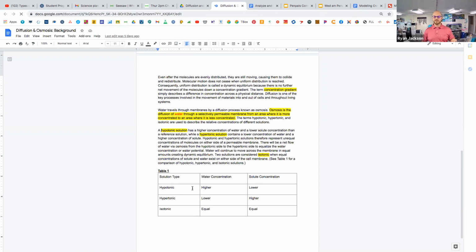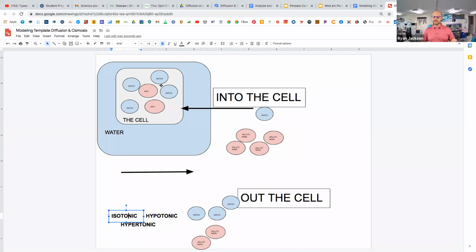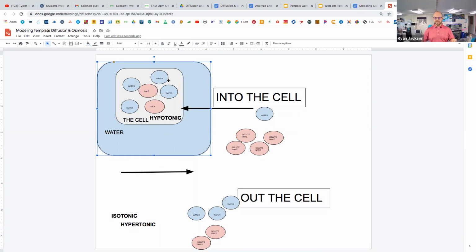So here's a little table. Water concentration high, solute concentration low for hypo. So this one has more water inside the cell. So what is it? Hypo. Hypo, yep. So then on the cell, you go over here and put the word hypotonic, because this cell is hypotonic. There's more water in there than there is salt. Okay? All right. So this is what you would then turn into me.